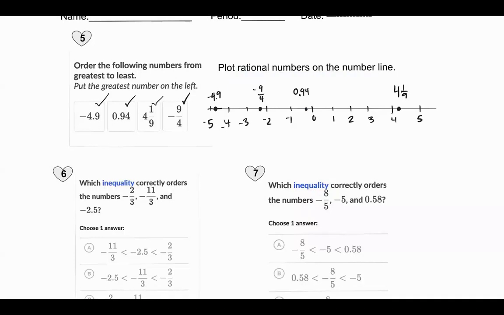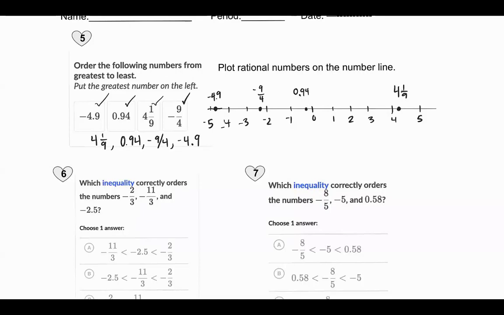The first number I come upon is 4 and 1/9. So I will write 4 and 1/9. Then the next number I see is 94 hundredths. Then the next number I see is negative 9/4, which is 2 and 1/4. Negative 9/4. And then finally, our last number, negative 4 and 9/10. Ta-da! We have ordered it from greatest to least.